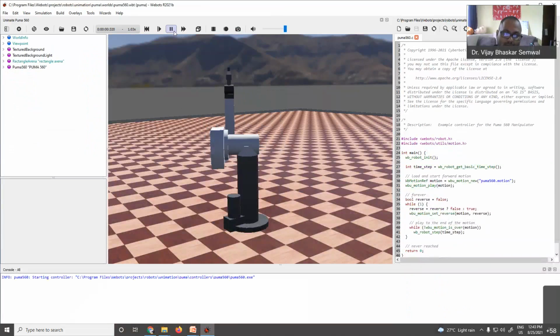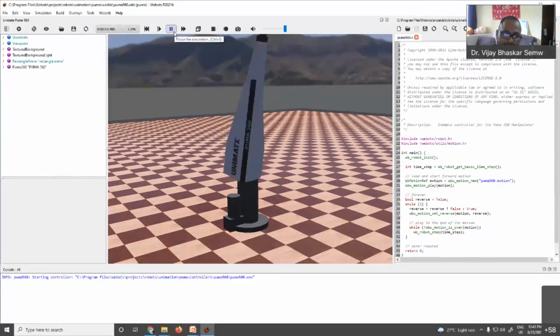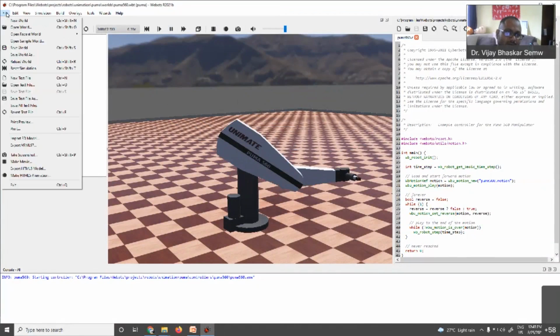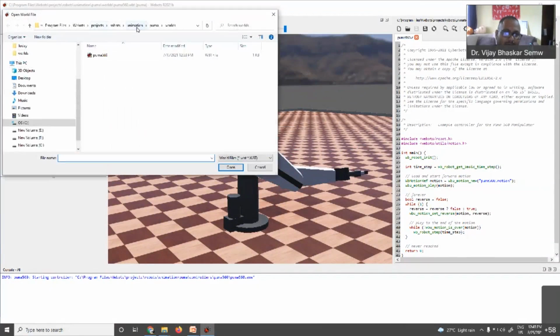This is again an industrial robot, Puma robots. You can see. I'm able to show you some different robots. Let me try.